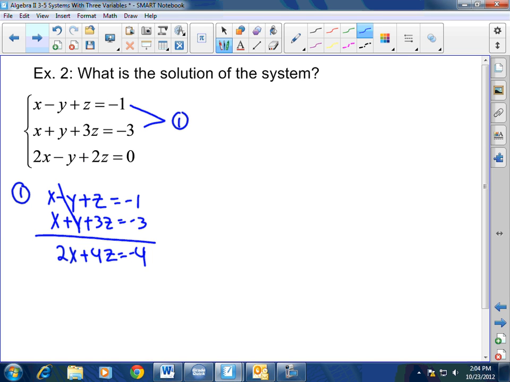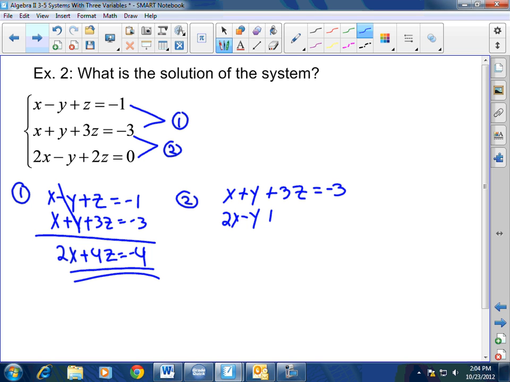Is everyone with me so far? Okay, that's one of our major players right now. Now, our second setup equation that we're going to do is this guy, right? So you've got x plus y plus 3z equals -3, and you've got 2x minus y plus 2z equals 0. Of course, it's working out nice and pretty in this case, and the y's automatically cancel out nice and easy. So I've got 3x plus 5z equals -3.